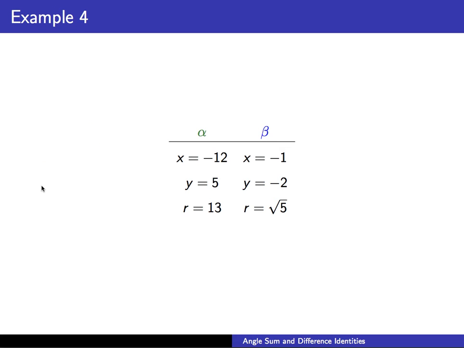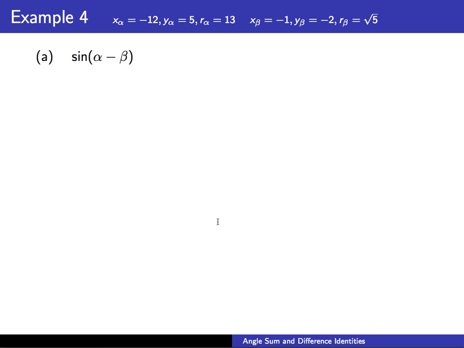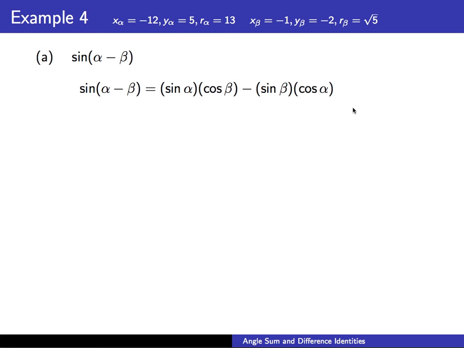So summarizing what we're going to be using for x, y, and r in this problem, for alpha, x is -12, y is 5, and r is 13. And for beta, x is -1, y is -2, and r is square root of 5. So now we can use these values and substitute them in for the sine, cosine, and tangents of alpha and beta respectively. All right, so again, just making a note of everything up here so I don't have to go back. Sine of alpha minus beta is the sine of alpha times the cosine of beta minus the sine of beta times the cosine of alpha.